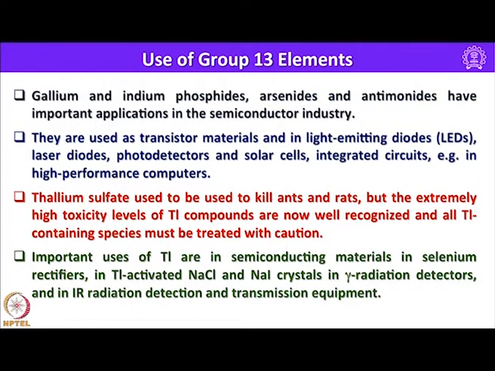Gallium and indium phosphides, arsenides and antimonides have important applications in the semiconductor industry. In fact, their semiconductor properties are much superior to silicon semiconductors. They are used as transistor materials and in high brightness light emitting diodes, laser diodes, photodetectors and solar cells, integrated circuits, for example in high performance computers.